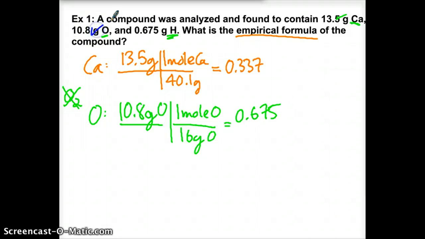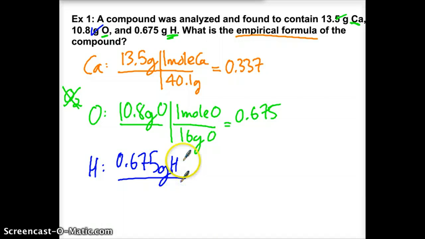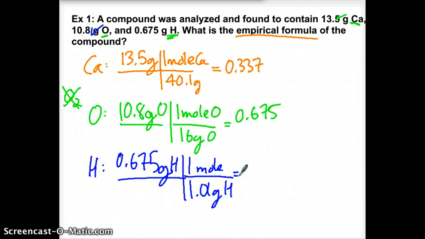And last but not least, let's do our hydrogen. We're given 0.675 grams of hydrogen. Same thing, it's not diatomic because it's bonded to other elements. So we know there's 1.01 grams of hydrogen for every 1 mole of hydrogen. So we do the math here, we get 0.668 moles. So what we have here is the ratio of how many moles of each element there are relative to each other in this compound.